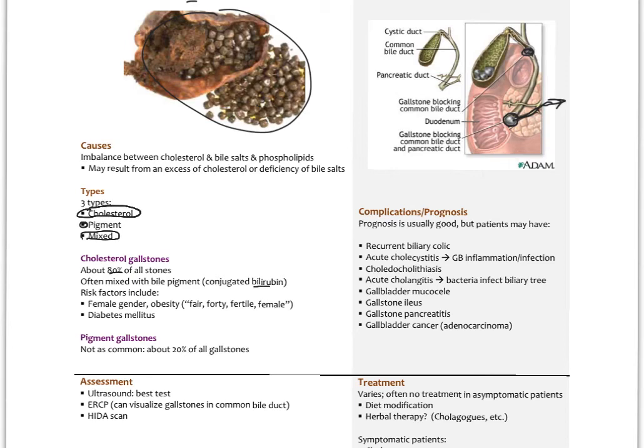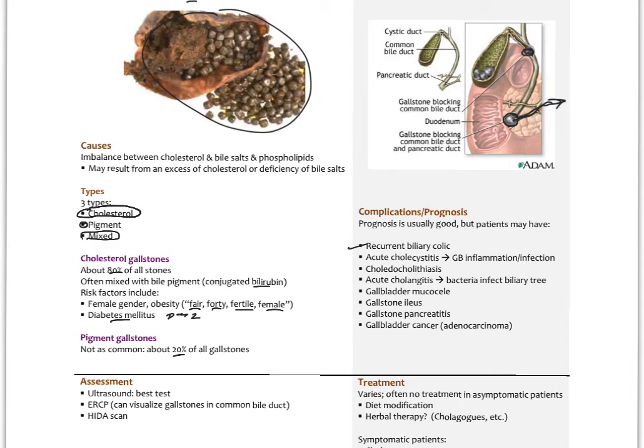The risk factors would be female gender and obesity. So fair, 40, fertile female are the 4 F's of cholesterol gallstones. And diabetes with insulin resistance, type 2 diabetes, dramatically increases the risk as well. Pigment stones are about 20% of all gallstones, and those are more associated with the bilirubin disorders that we've already talked about. The prognosis is usually good for gallstones, but patients could get recurrent biliary colic.